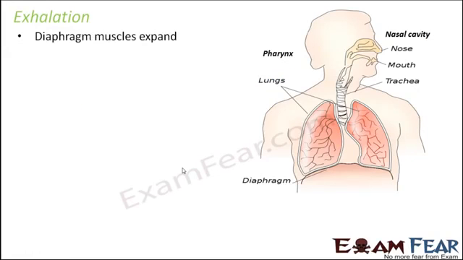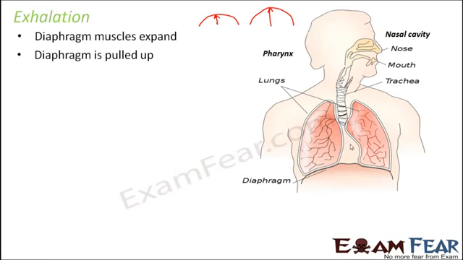So during exhalation, the diaphragm muscles expand. So just the opposite of what had happened during inhalation. Now when these muscles expand, so this is our normal diaphragm. Now when it starts expanding, it becomes all the more like this. So it actually tends to go upwards. So it is pulled up. So you see, when it is pulled up, what is going to happen?